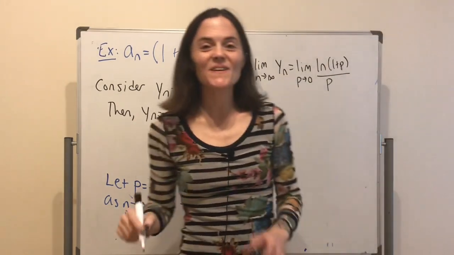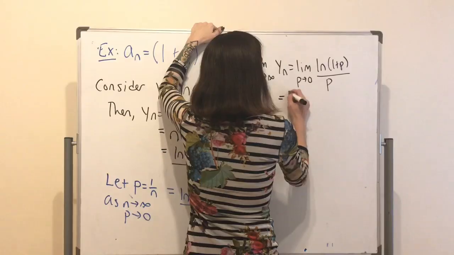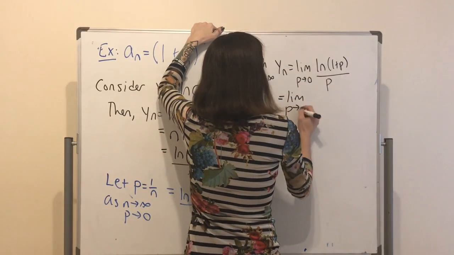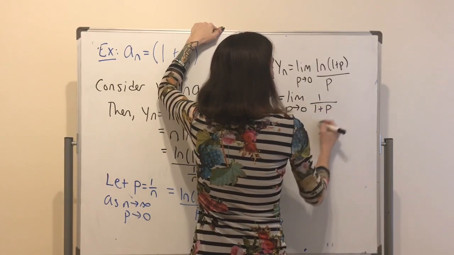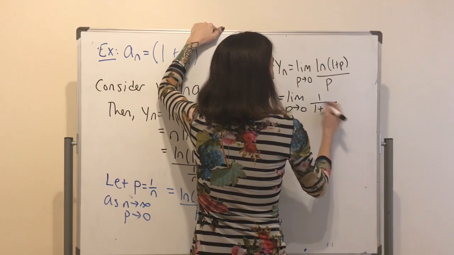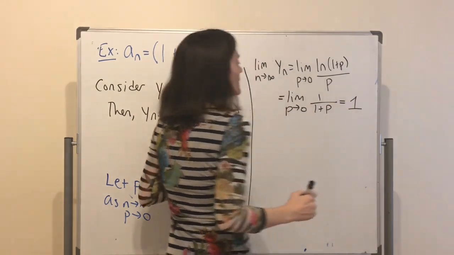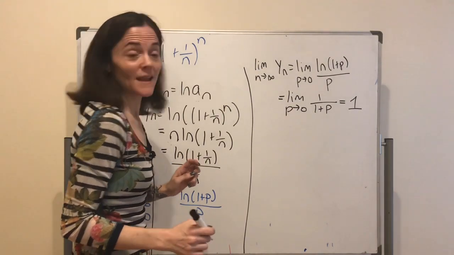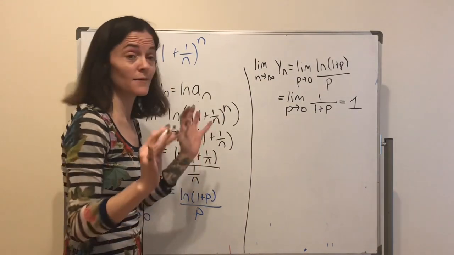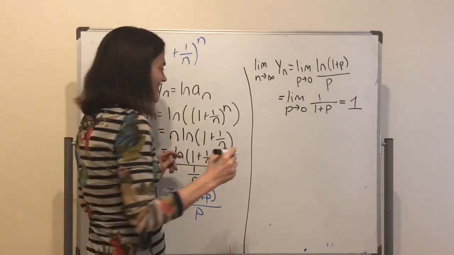Okay, now we will use L'Hopital. We take the derivative of the top, take the derivative of the bottom. Limit as P goes to 0. Take the derivative on the top, take the derivative on the bottom. Well, that's 1 divided by 1, and this is 1. Okay? Without a doubt, the limit of yn is 1. Now, I'm not finished. Okay?